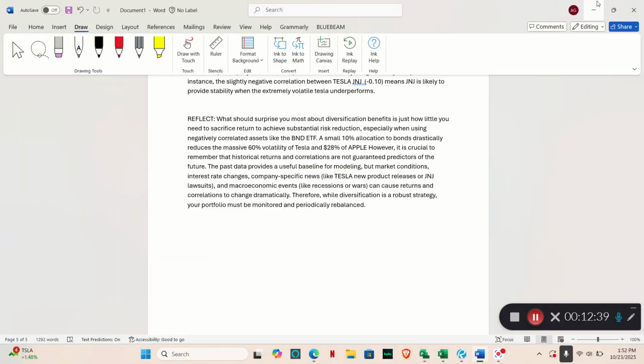However, it is crucial to remember that historical returns and correlations are not guaranteed predictors of the future. The past data provides a useful baseline for modeling, but market conditions, interest rates, company-specific news like Tesla dropping a new product or releases, or J&J lawsuits, and macroeconomic events like recessions and wars can cause returns and correlations to change dramatically. Therefore, while diversification is a robust strategy, your portfolio must be monitored and periodically rebalanced.